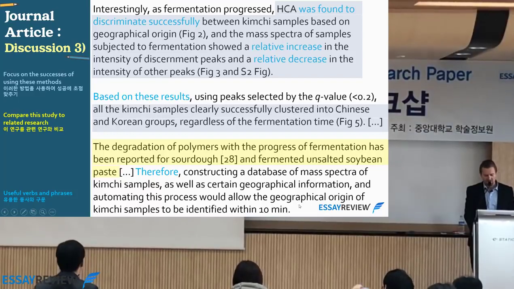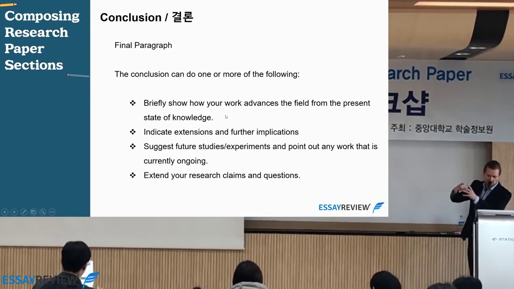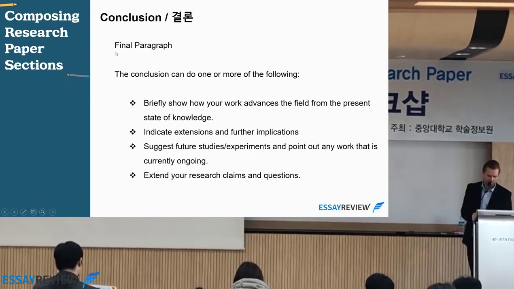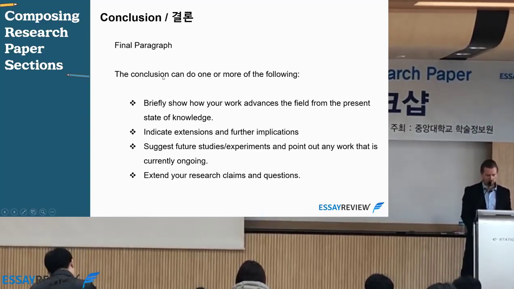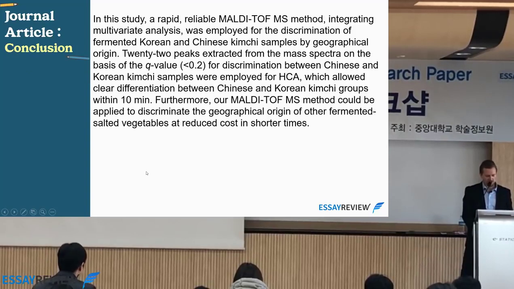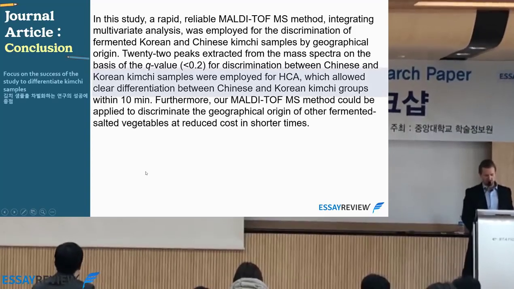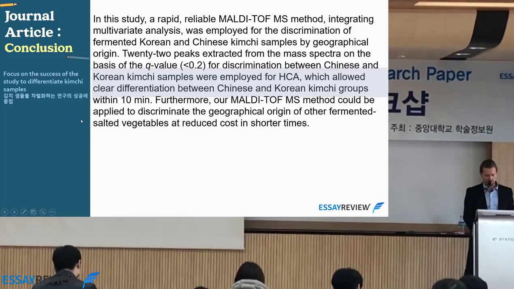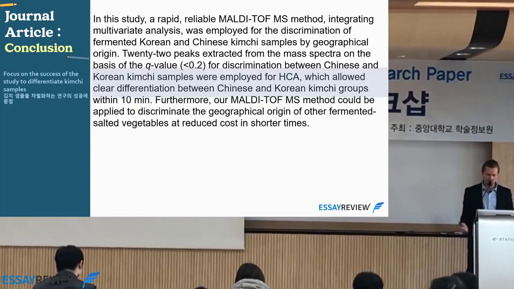So in the conclusion, it is the same as the discussion, right? It's just the final paragraph. Why is the study so good? So you're going to indicate extensions and further implications. You'll see here. So this author focuses on the success of the study to differentiate kimchi samples. Again, Korean kimchi samples were employed for HCA, which allowed clear differentiation between Chinese and Korean kimchi groups within 10 minutes. So they state clearly this worked, HCA worked to differentiate the samples.